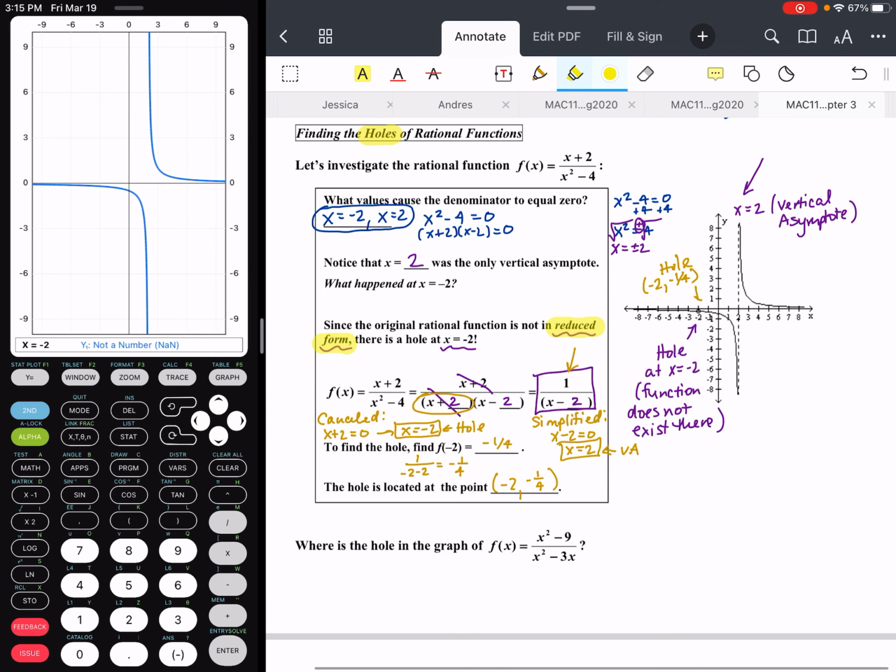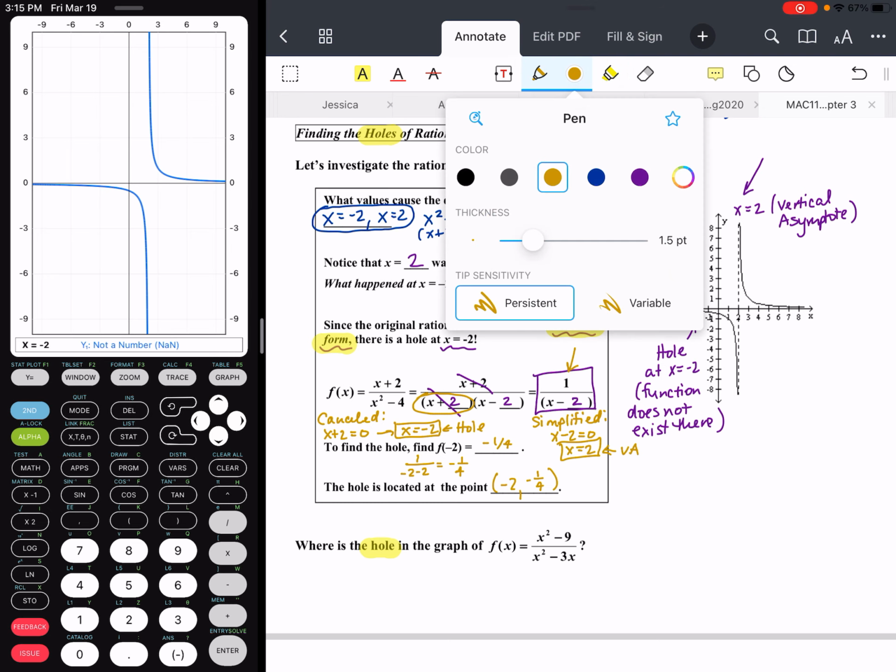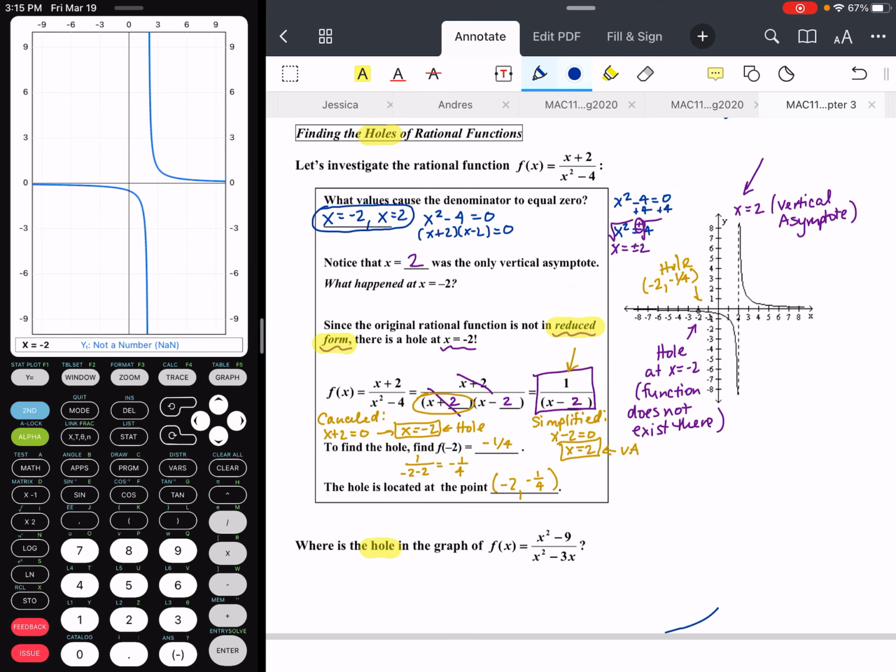Okay, so just as another example, where is the hole in the graph of f of x equals x squared minus 9 over x squared minus 3x? So let's factor this denominator. x times x minus 3. I'm also going to factor the numerator, x plus 3 times x minus 3, right? So we've got x plus 3 times x minus 3 over x times x minus 3. So that's still the original function, just in factored form.